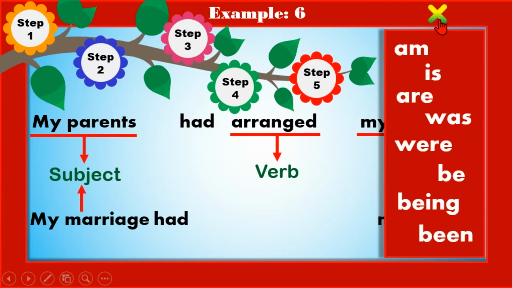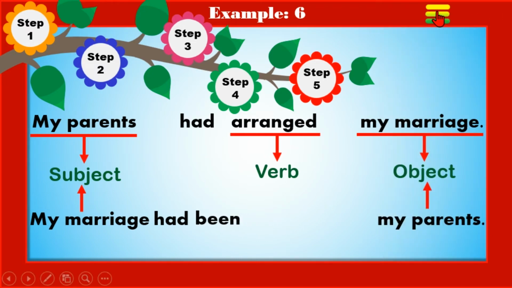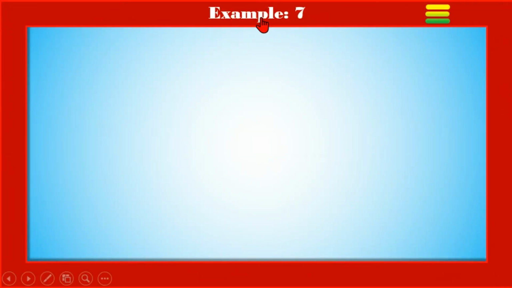Then from the table find out the suitable auxiliary verb. If the sentence is perfect tense, you should use been. Then past participle form of the verb. Already here given past participle form of the verb. Step 5, use preposition by. My marriage had been arranged by my parents. Next example. Number 7.